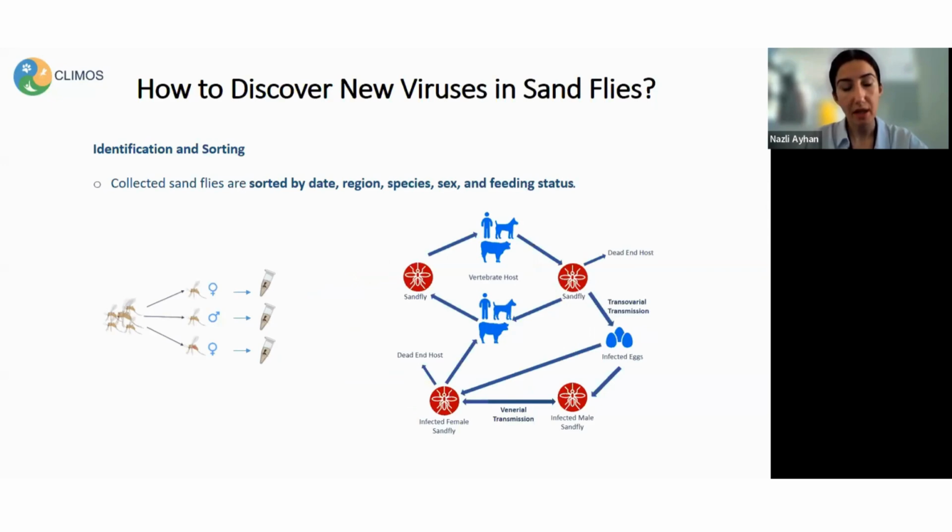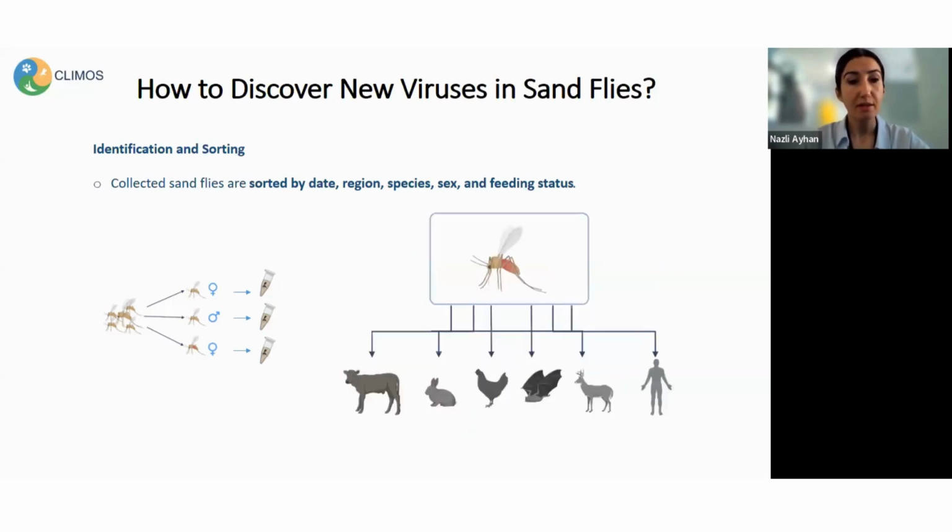Also, we separate them by sex, because if we identify the virus in male individuals, it may indicate the virus can be transmitted transovarially, which means from the infected mother to the eggs, or venereally during copulation with an infected female or male. We also separate the blood-fed female individuals, because afterwards we can do the blood meal analysis to identify the host species.